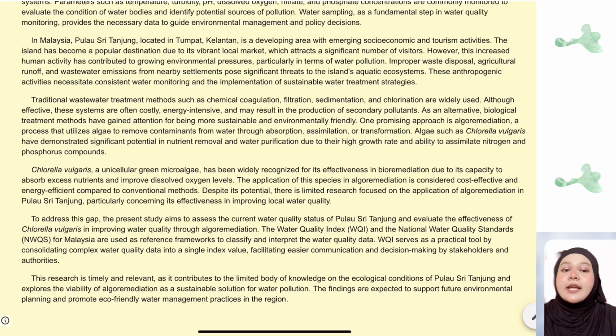The Water Quality Index (WQI) and the National Water Quality Standards (NWQS) for Malaysia are used as reference frameworks to classify and interpret the water quality data. This research is timely and relevant as it contributes to the limited body of knowledge on the ecological conditions of Pulau Tanjung and explores the viability of algoremediation as a sustainable solution for water pollution.